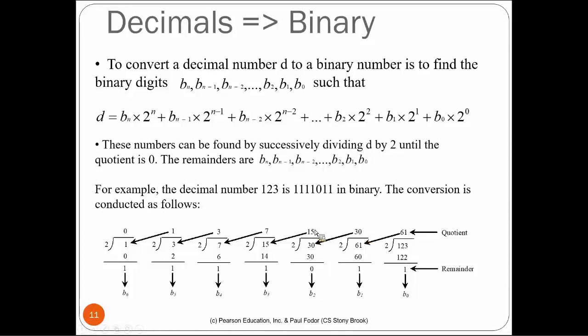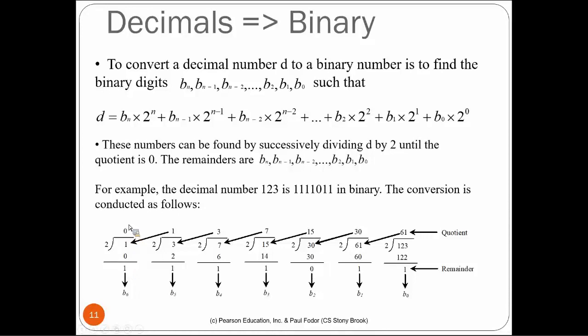30 divided by 2 is the quotient 15 and the remainder 0. 15 divided by 2 is the quotient 7 and the remainder 1. 7 divided by 2 is the quotient 3 and the remainder 1. 3 divided by 2 is the quotient 1 and the remainder 1. And 1 divided by 2 is the quotient 0 and the remainder 1, until we get a quotient equal to 0.